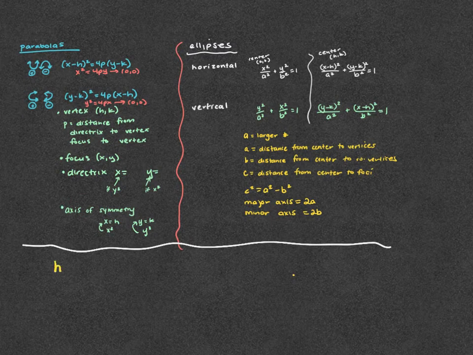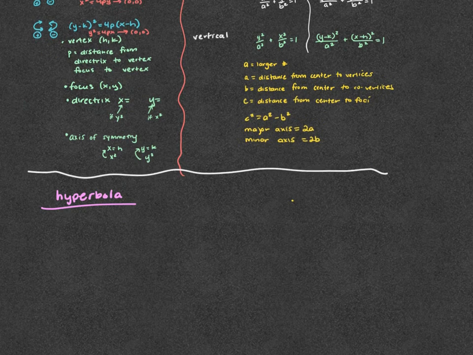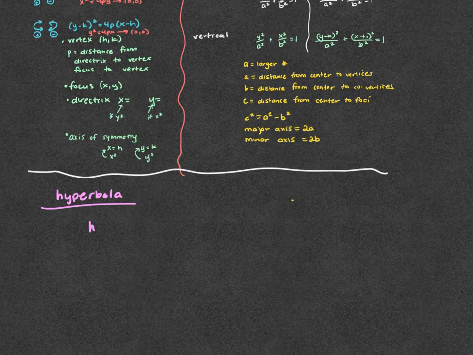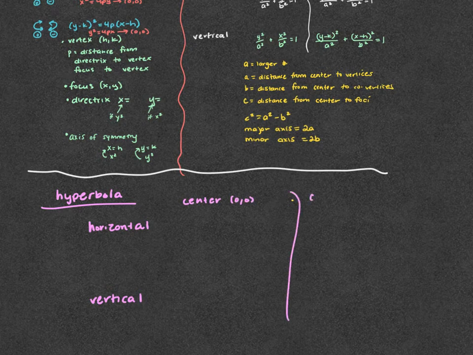So now comes the hyperbola. This was not on your quiz review. Again, there are two kinds, a horizontal and a vertical. The first is if we have a center at 0, 0. The second, center h, k.